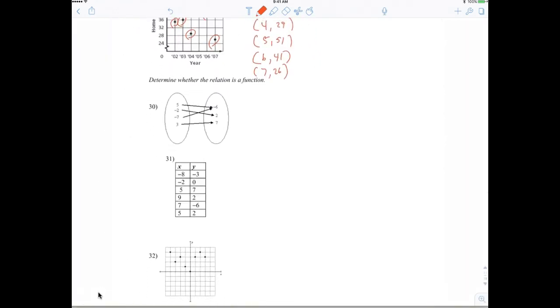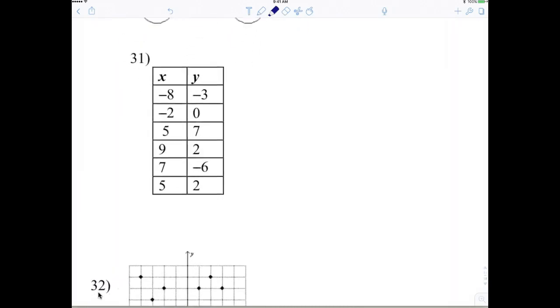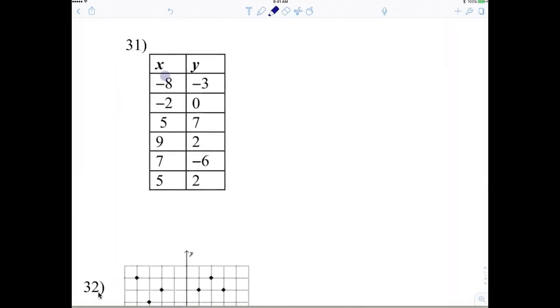It says here, I almost missed the directions, determine whether each relation is a function. Good practice. 31, yes or no? All I'm doing is looking here. Do any of them repeat? In 31, 5 repeats, so the answer is what? The answer is no, because 5 is repeated.